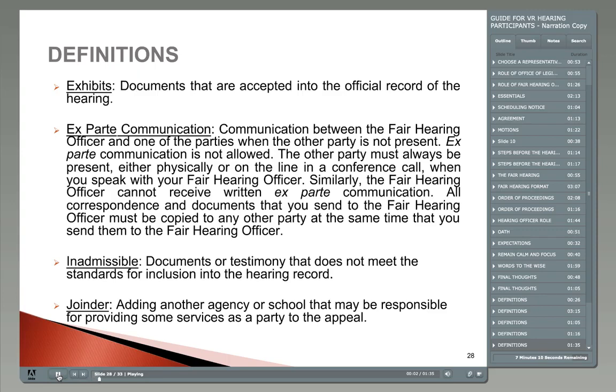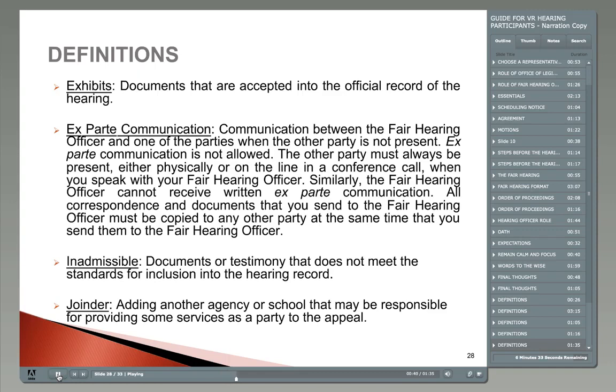The exhibits, they're the documents that are accepted into the official record. So those are called exhibits. We talked about ex parte communication. That's communication between the fair hearing officer and one of the parties when the other party is not present about the material aspects of the case. Ex parte communication is not allowed. It's called a fair hearing for a reason. It wouldn't be fair if you could get the hearing officer alone and talk with them about the merits of the case on an individual basis. Both parties have to be present for that, because then both parties have the opportunity to listen to that discussion and object if they need to.